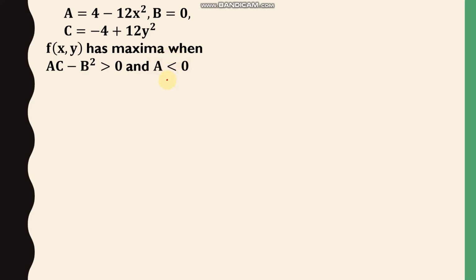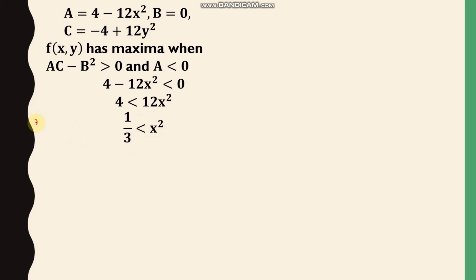Okay, so A less than 0 means 4 minus 12x square should be less than 0. That means 4 should be less than 12x square, which means 1 by 3 should be less than x square. 1 by 3 should be less than x square means the value of x square should be greater than 1 by 3. Okay, and x square can be greater than 1 by 3 only when x is either 1 or minus 1. There are 3 values of x.